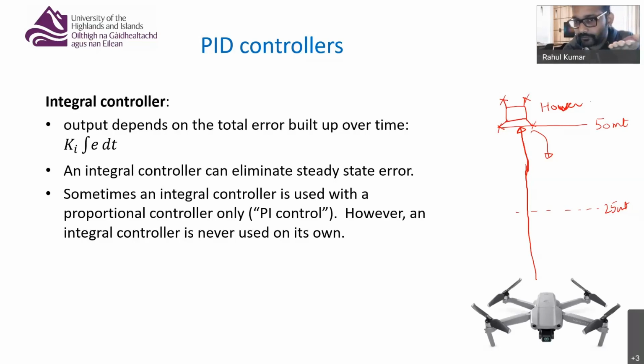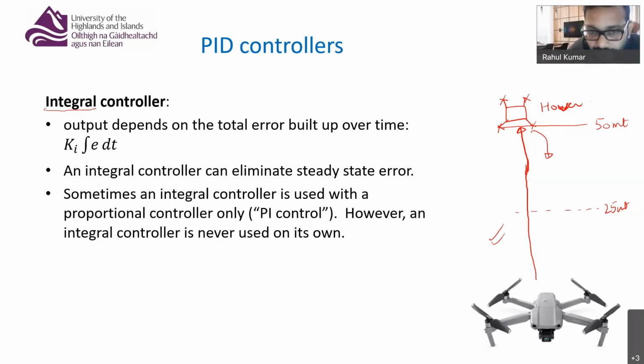The speed of the propeller should produce a fixed amount of thrust so that it stays at 50 meters, right? So the speed of the propeller should be a certain constant. That is why in this example, we should have an integral controller.